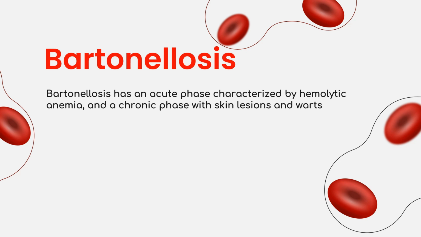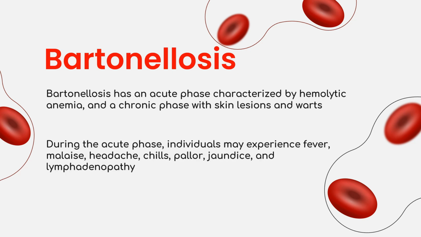The first stage is the acute phase, characterized by acute hemolytic anemia, while the second stage, known as the chronic phase, is marked by the appearance of skin lesions and warts on the body. During the acute phase, individuals may experience symptoms such as fever, malaise, headache, and chills. As the disease progresses, pallor, jaundice, and lymphadenopathy may become apparent. Rapid hemolysis takes place during the acute phase, leading to a significant decrease in hematocrit levels. Sadly, the mortality rate for untreated cases is high.